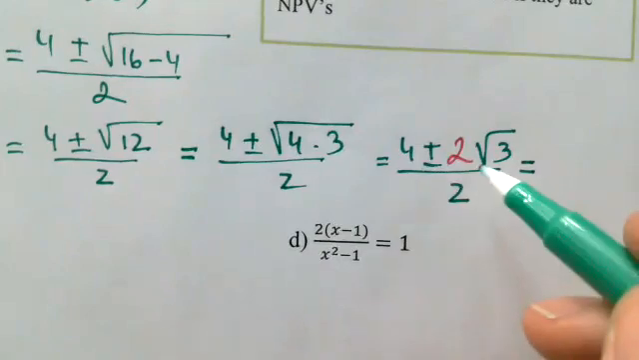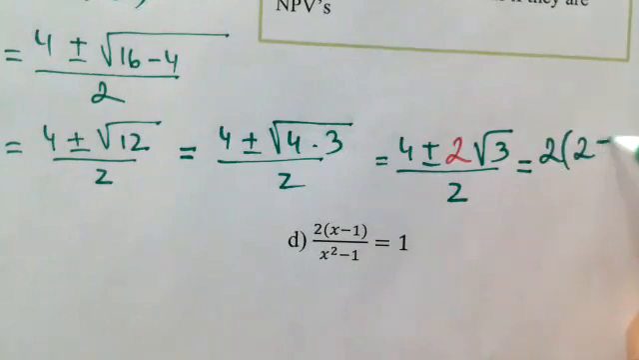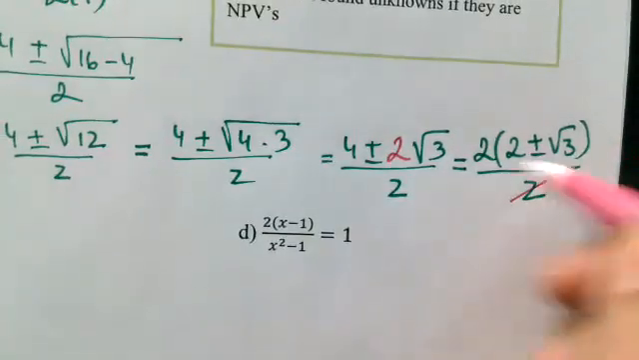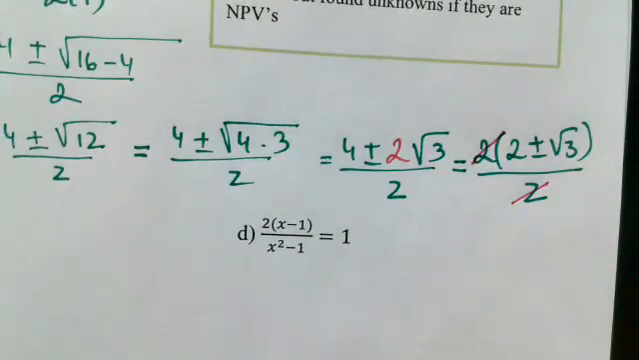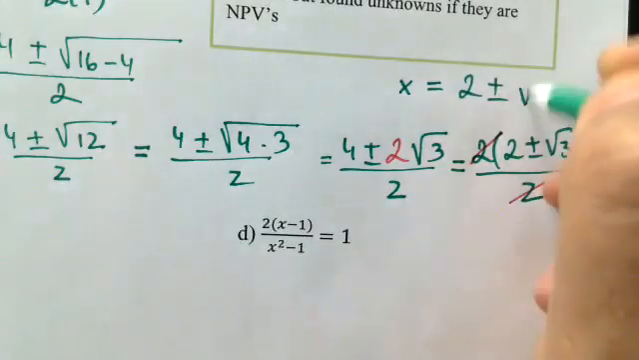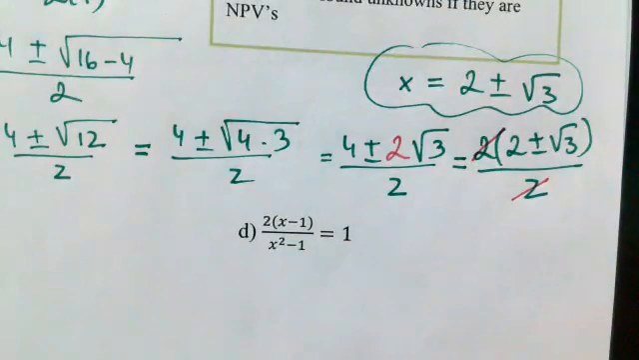Now we can factor a 2 out of these two terms, and the 2 will cancel out with the bottom 2. So X will be 2 plus minus square root of 3. Or one X is 2 plus square root of 3, the other X is 2 minus square root of 3. We just put them together. Less writing to do.